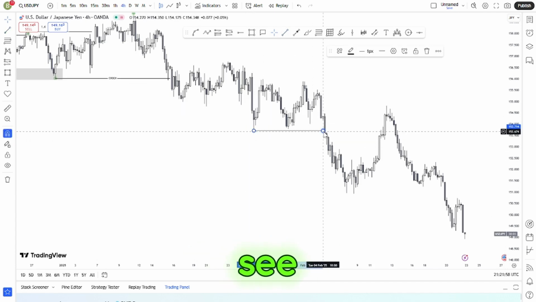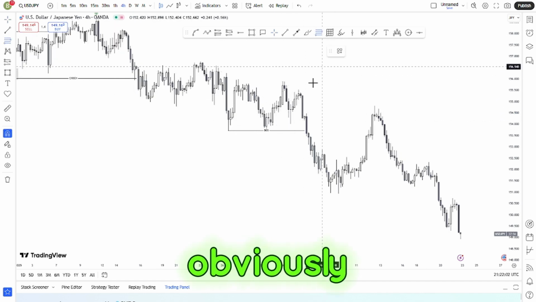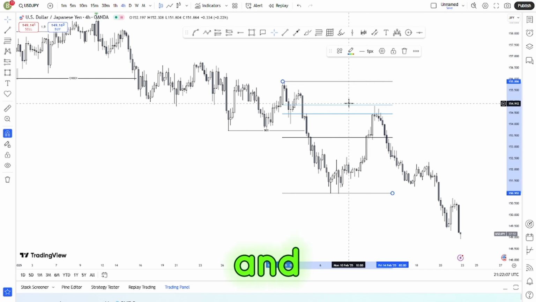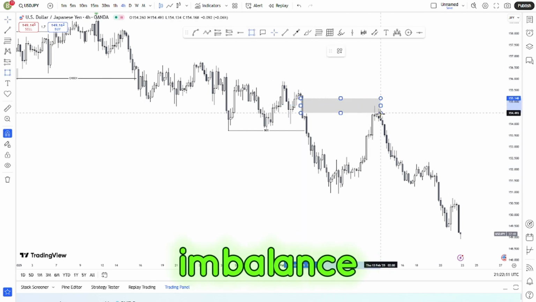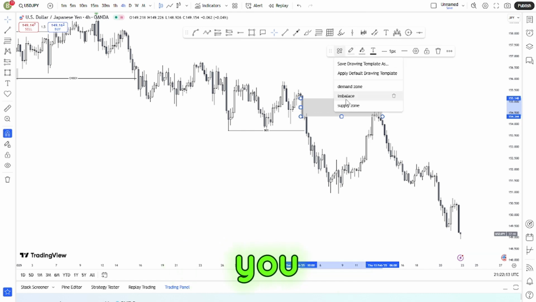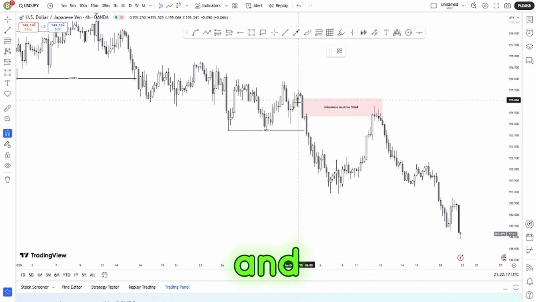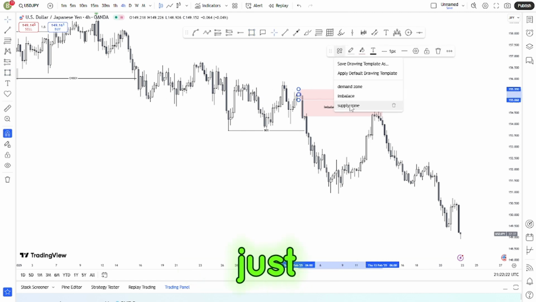Now, as you can see here, this is the break of structure, and after having the break of structure, obviously you need to use your Fibonacci tool from the high to the low just like that. And then as you can see here, we had a fair value gap or an imbalance, depending on how you want to name it. So this is the imbalance and it must be filled, obviously. And then we had this area of supply at the top of the structure just like that.